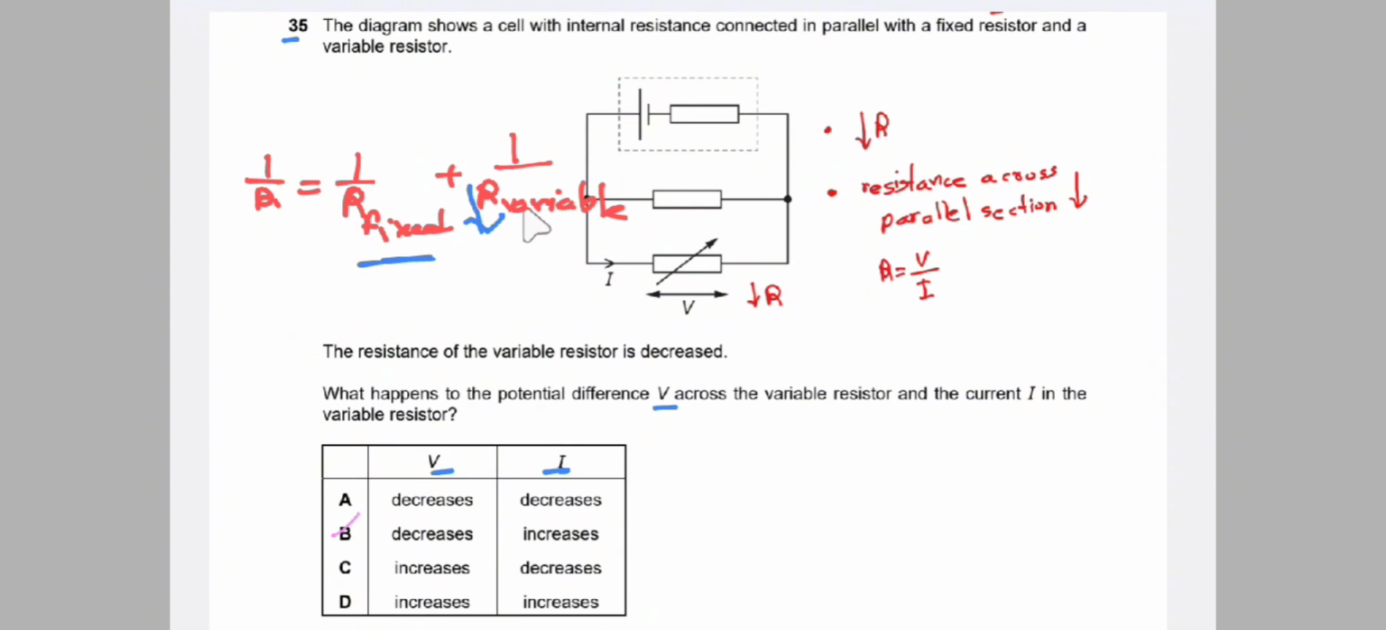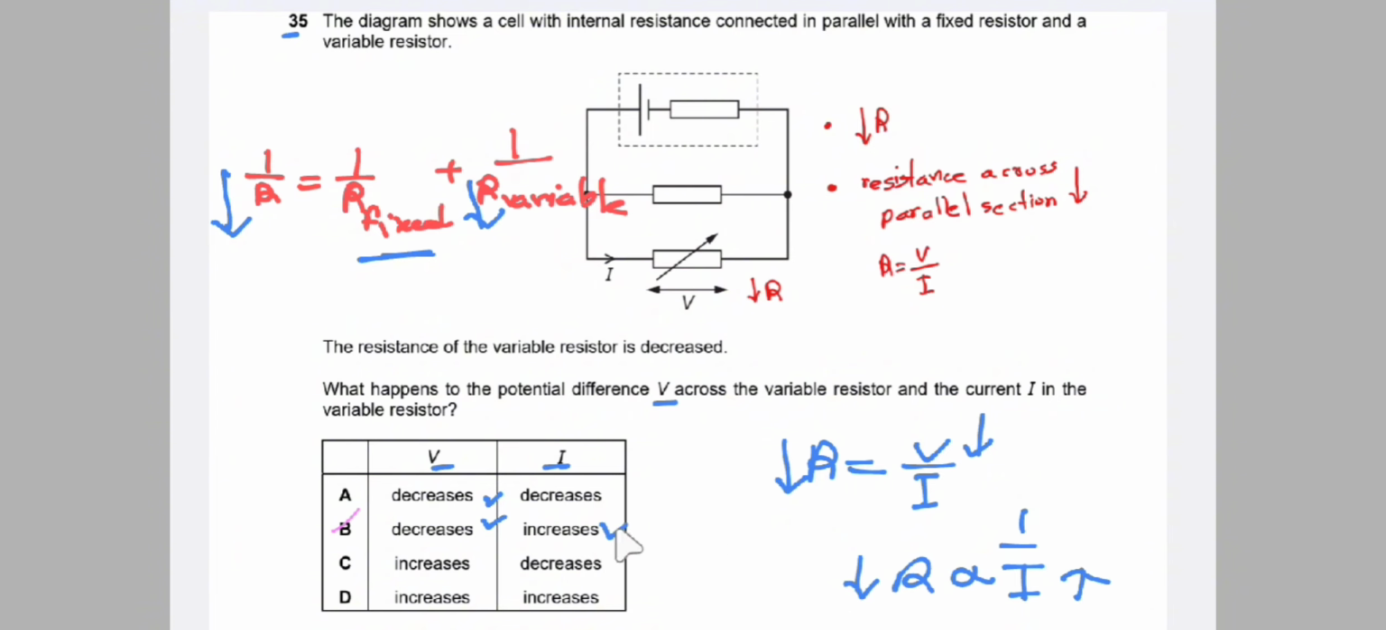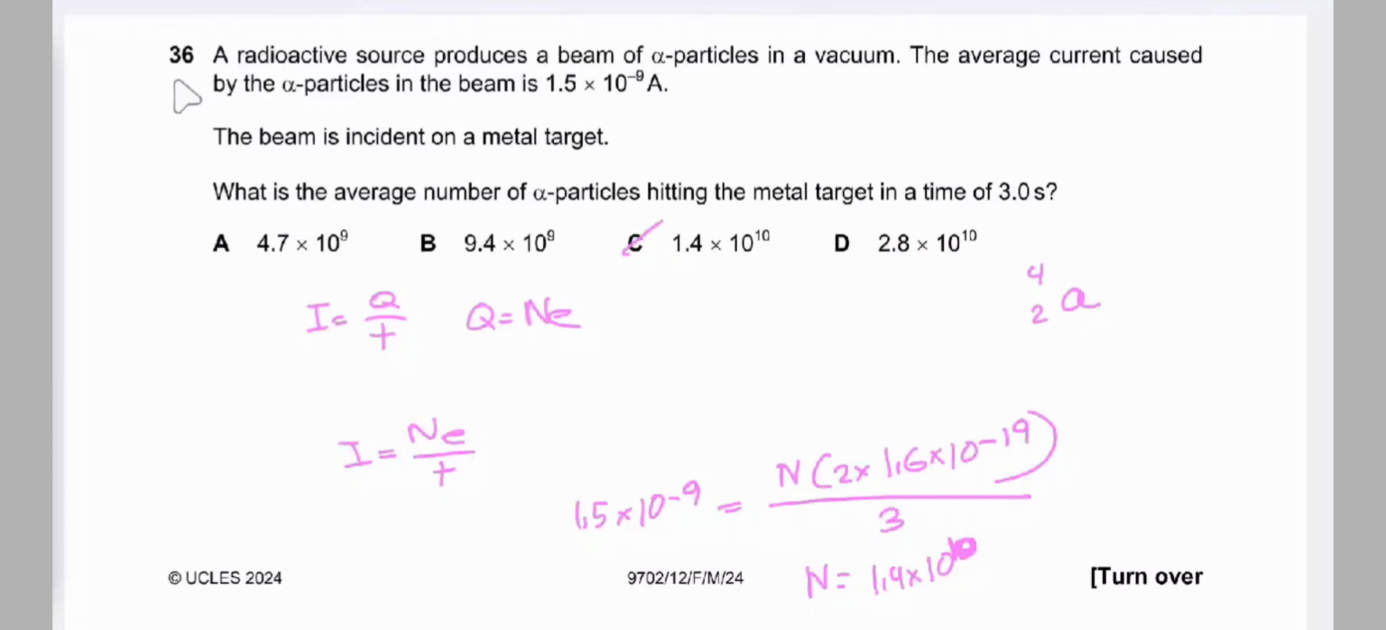Since the variable resistor resistance decreases, the total resistance across the parallel combination decreases. We know that resistance is equal to voltage by current, so as the resistance decreases, since resistance is directly proportional to voltage, voltage decreases. Resistance is inversely proportional to current, so as the resistance decreases, current increases. Therefore the current increases. Therefore the option is B.